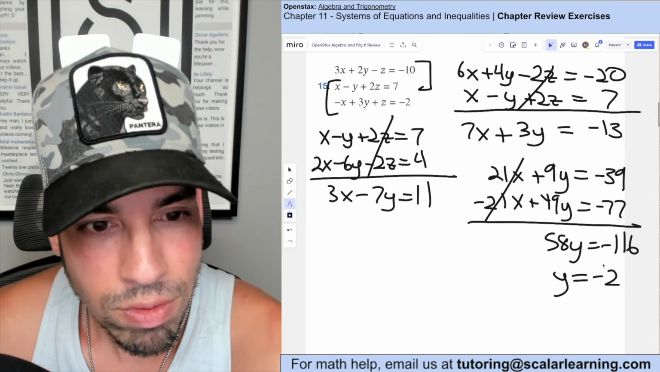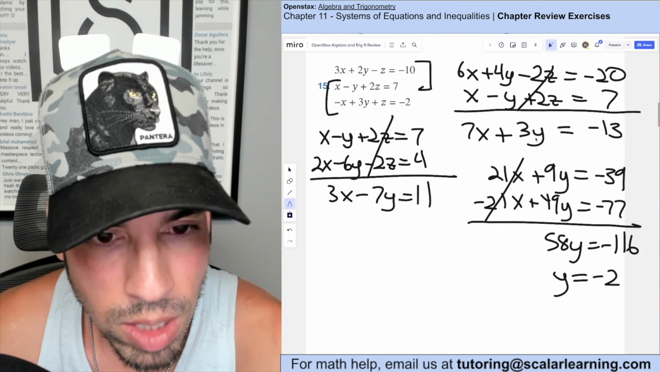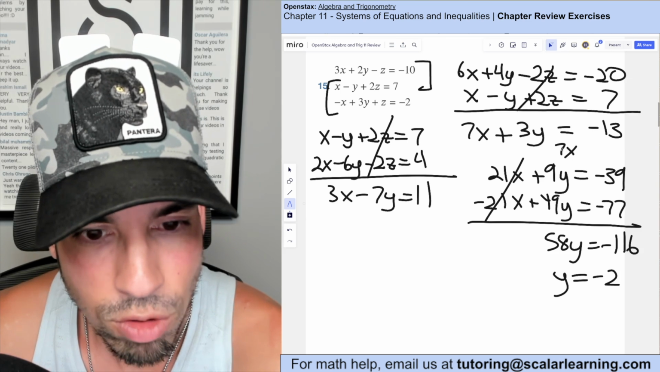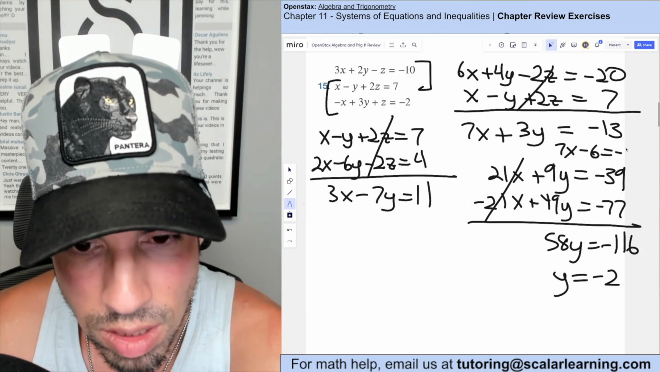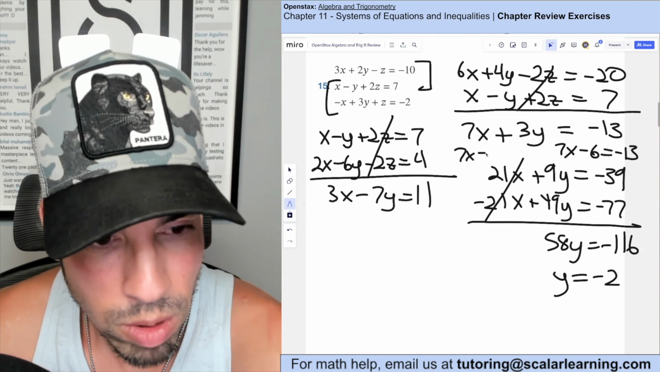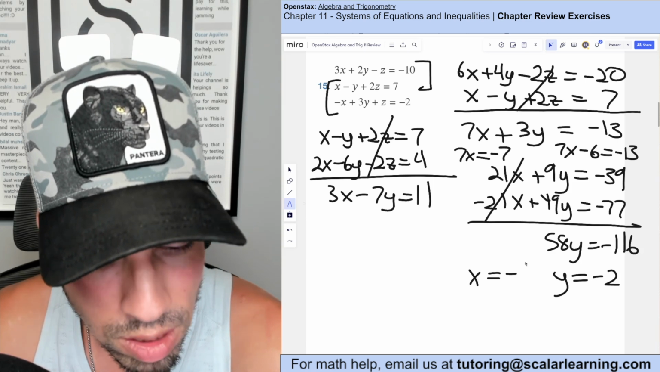So we got negative 2 for y. Now we're going to plug this back in here, how about, to get x. So that's 7x, negative 2 times 3 is negative 6 equals negative 13. Add 6 to both sides. 7x equals negative 7, and that means x equals negative 1.